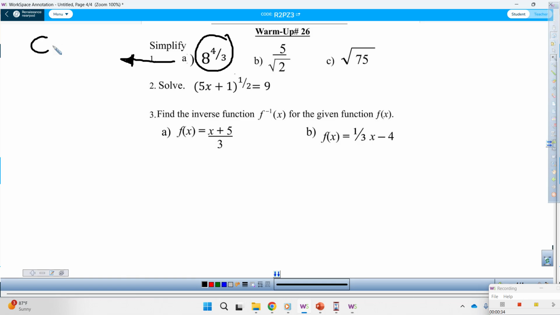So 8 with 1/3 times 4. And if you got that so far, that is correct. The 4 that's here in the numerator needs to go away to the side and replace that with a 1. So there it is.